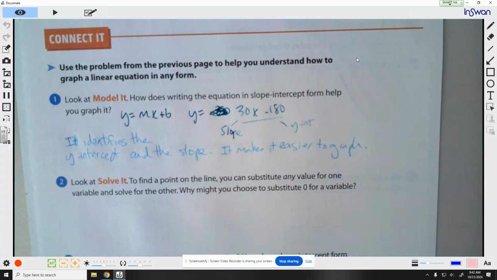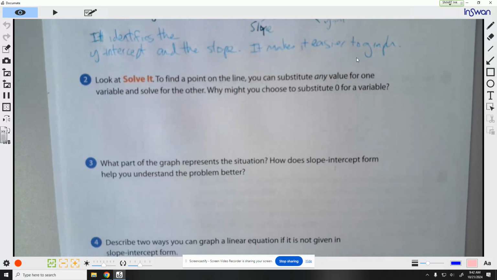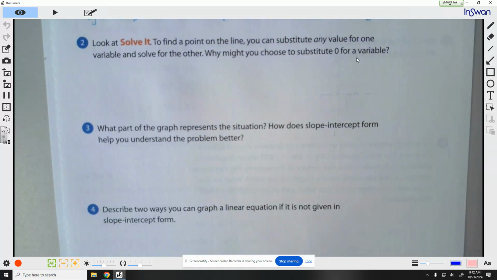Okay, number 2. Look at the line, or solve it. To find a point on the line, you can substitute any value for one variable and solve for the other. Why might you choose to substitute 0 for a variable? All right, you guys go ahead and answer that one. Number 3, what part of the graph represents the situation? And how does slope-intercept form help you understand the problem better?